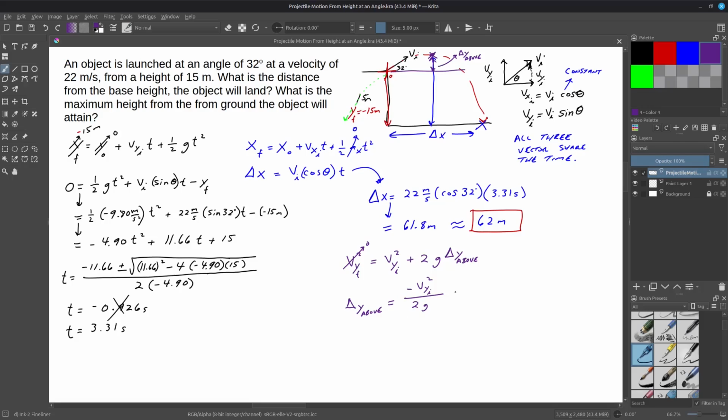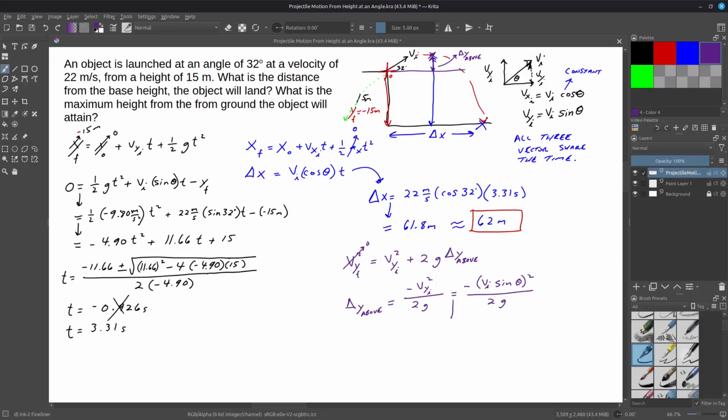Well, this will be negative, and now keep the negative outside. V initial sine theta, or sine 32 degrees. Well, let's do the theta squared so that you guys see the equation. I'm racing ahead a little bit in my mind.